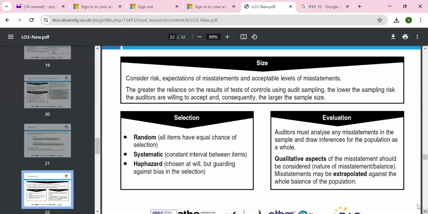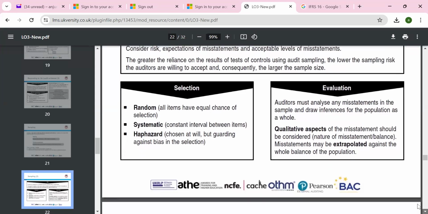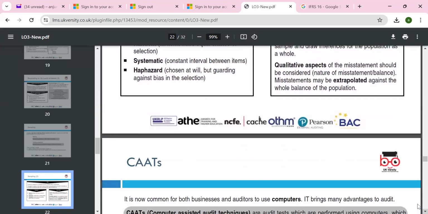The auditor must analyze the misstatements in the sample and draw inferences to the population as a whole, and the qualitative aspect of the misstatement should be considered, the nature of the misstatement. Misstatements may be extrapolated against the whole balance of the population. That can happen.